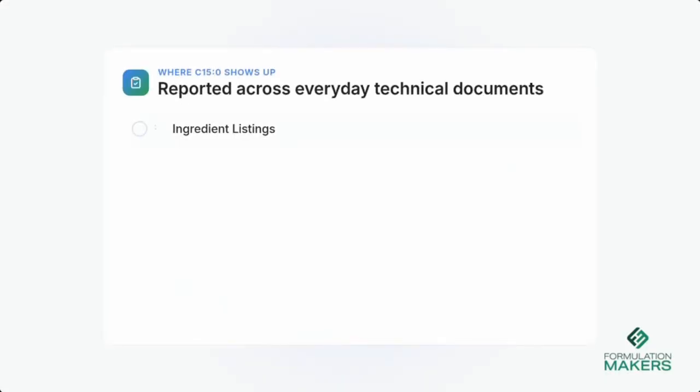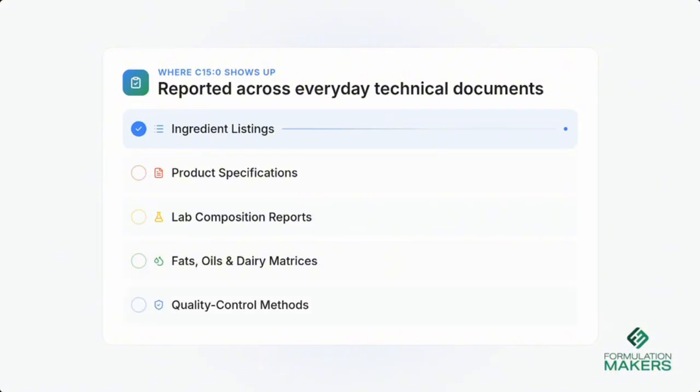Once fatty acid profiling is part of the workflow, C15O can show up in ordinary business documents too, like ingredient listings, product specifications, and the lab reports teams use to verify composition. You might also see it reported by analytical labs and quality control methods across fats, oils, dairy matrices, and fully formulated products, which is why the name keeps resurfacing in so many technical contexts.